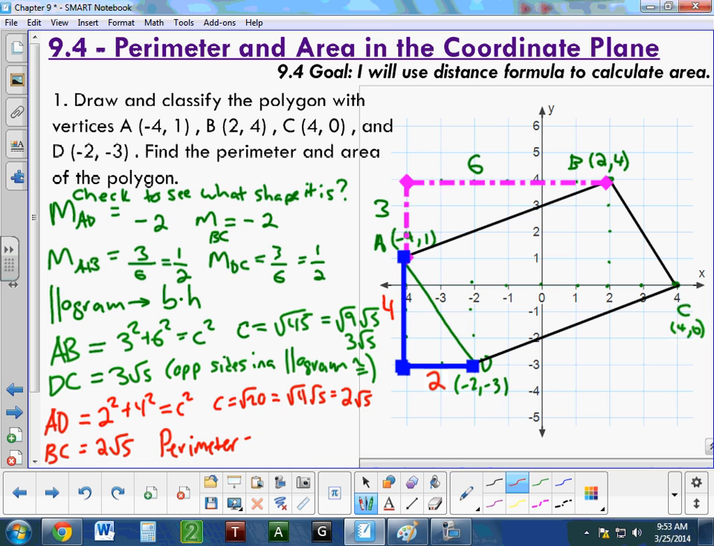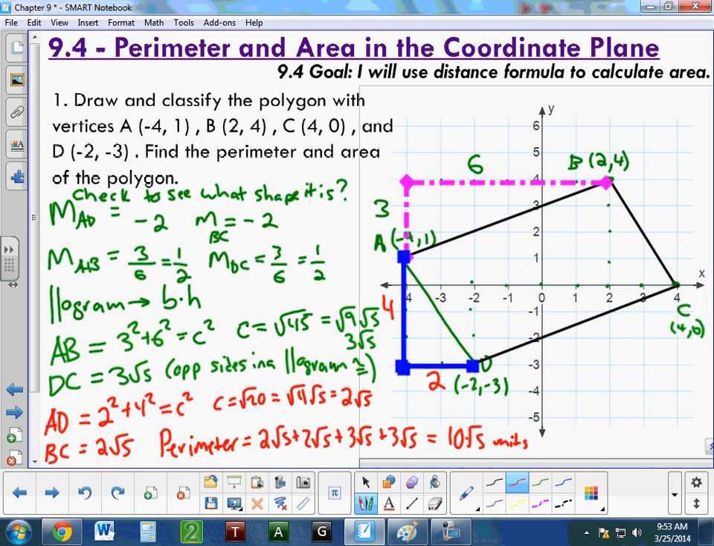Perimeter, you should be able to add those up. So 2 square roots of 5 plus 2 square roots of 5 plus 3 square roots of 5 plus 3 square roots of 5 equals 1, 2, 3, 4, 5, 6, 7, 8, 9, 10 square roots of 5 units. So that's your perimeter. If you're having a hard time following that, just roll it back and try and watch that again. But all of this is just your basic Algebra 1 stuff.